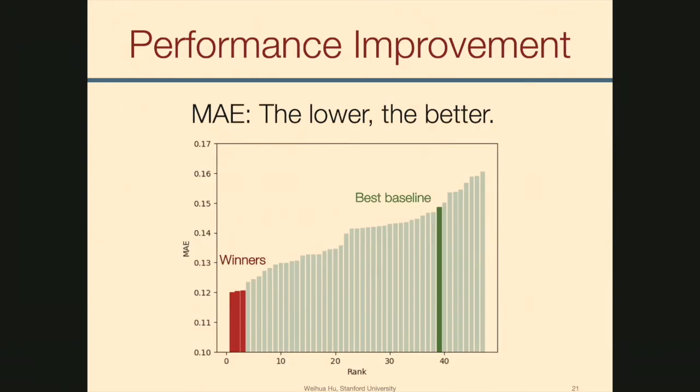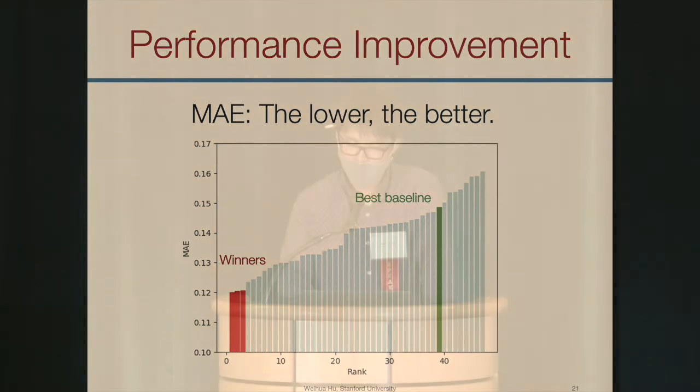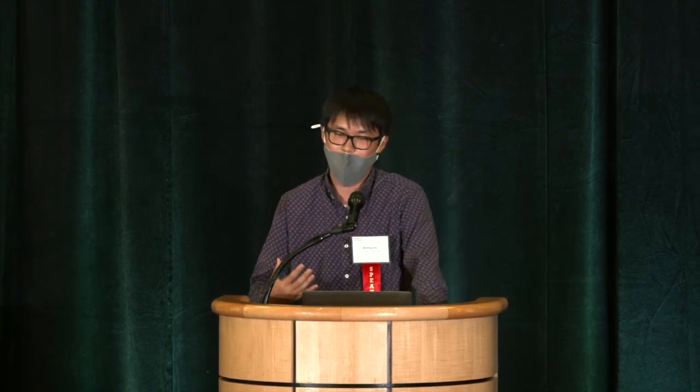And on this, the metric here is mean absolute error, the prediction error between the ground truth HOMO-LUMO gap and the predicted HOMO-LUMO gap, so the lower the better. And we see that the winners again significantly outperform our pretty strong baseline models. So I've seen this, a lot of performance improvement has been made. So what has driven this performance improvement?